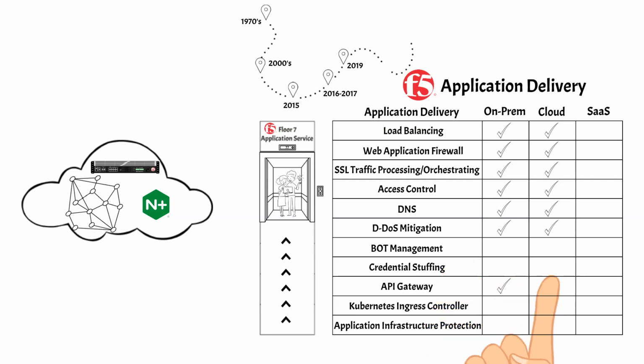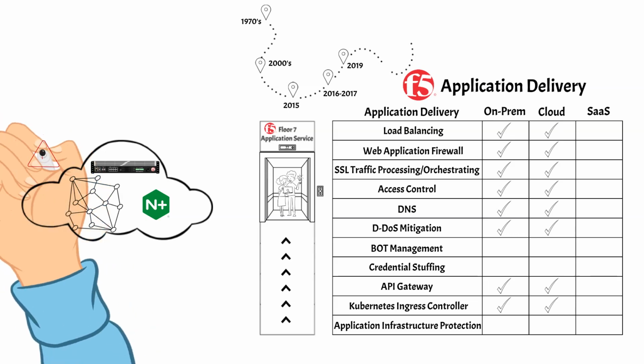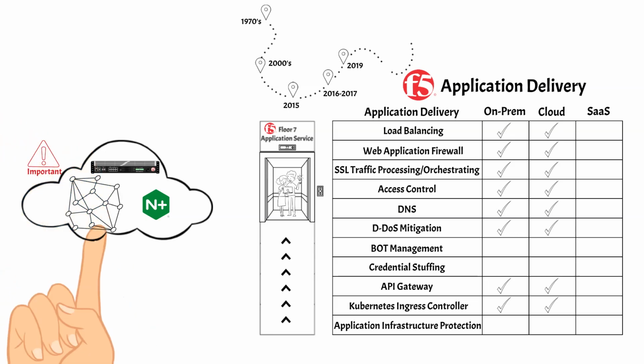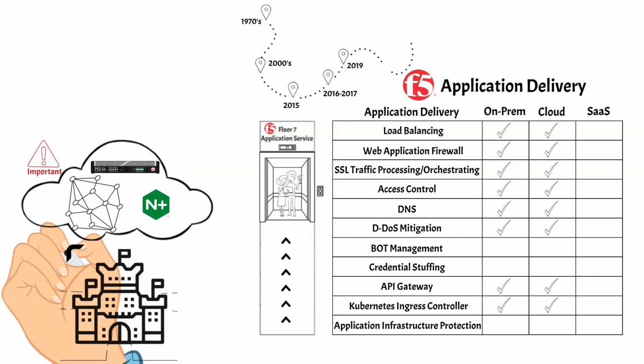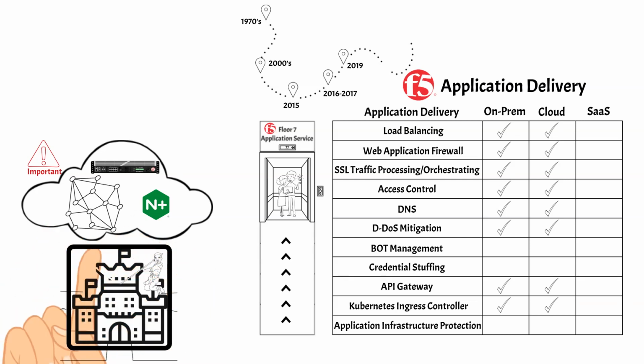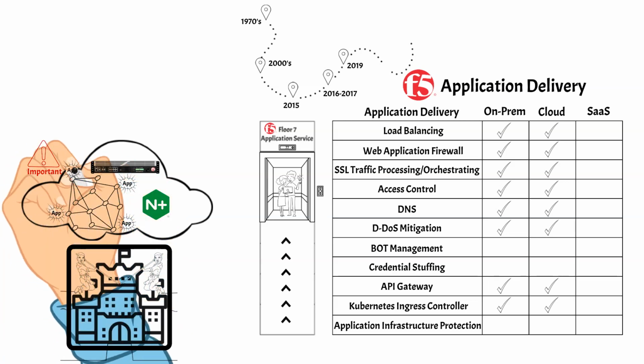It is a great API gateway and ingress controller for Kubernetes now that we are in 2019. It did not provide anything for application infrastructure protection. In the cloud, this is important because on-prem, behind the moat, there were not many east-west attacks within your environment. But in the cloud, your applications are spread all over the place, making them an easier target.